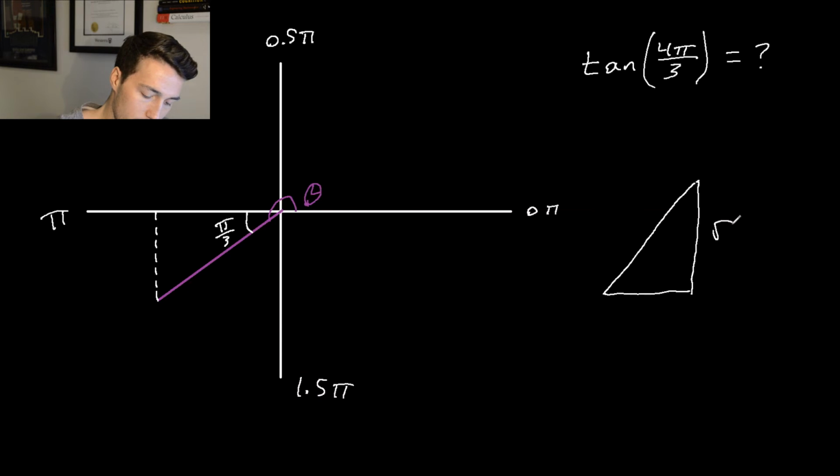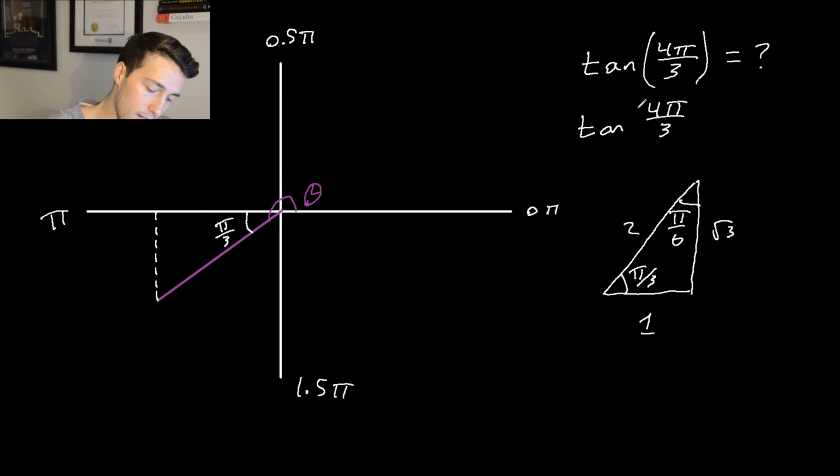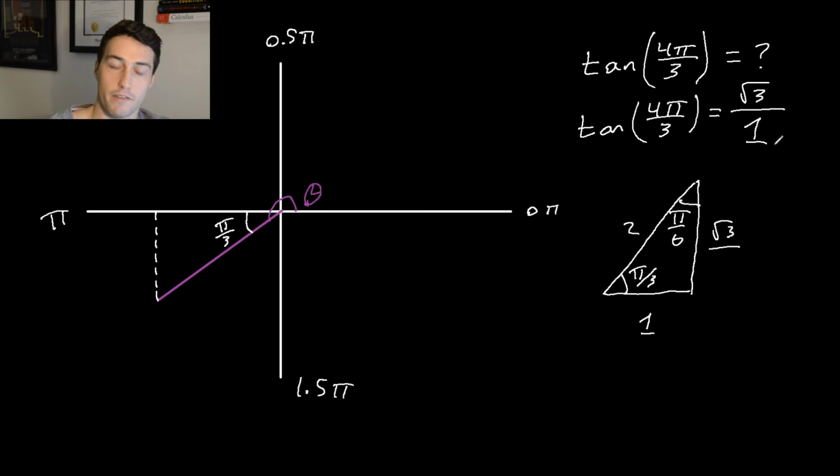If we draw that out, we can now draw our pi over 3, pi over 6 triangle. So this is going to be root 3, this is 2, this is 1, this is pi over 3, and pi over 6. So if we look at pi over 3, tan of 4 pi over 3 is going to be the opposite over the adjacent because of SOHCAHTOA. So tan of 4 pi over 3 is equal to root 3, because that's the opposite side, over 1. Now we need to check if it's positive or negative.